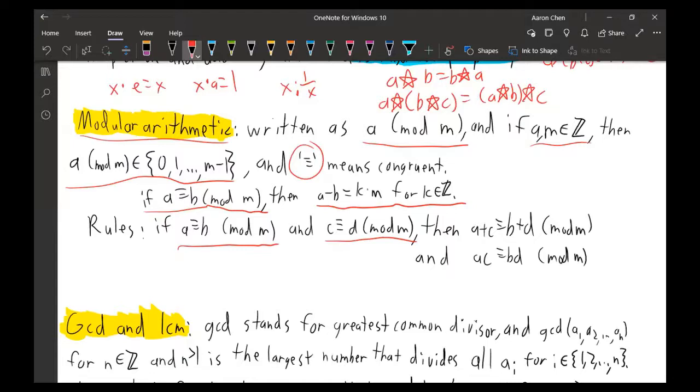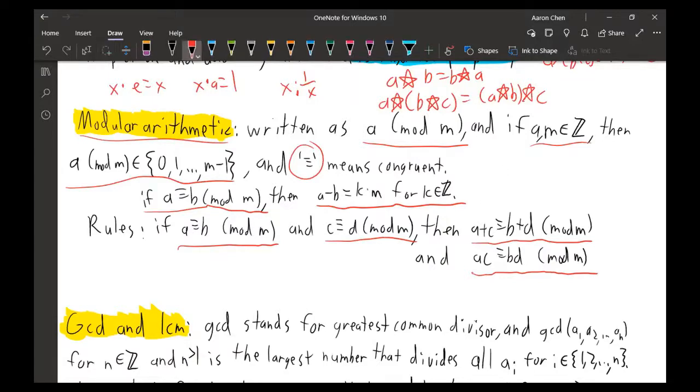So basically, A mod M is congruent to the remainder when A is divided by M. And now one of the most important rules, it's basic, but it's really quite important. If A is congruent to B mod M and C is congruent to D mod M, then A plus C is congruent to B plus D mod M. And we also have that A times C is congruent to B times D mod M.